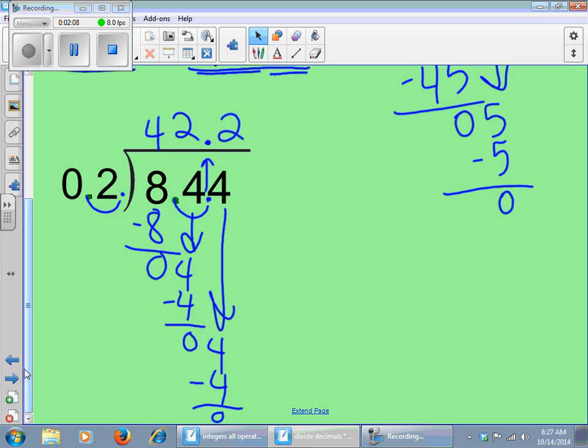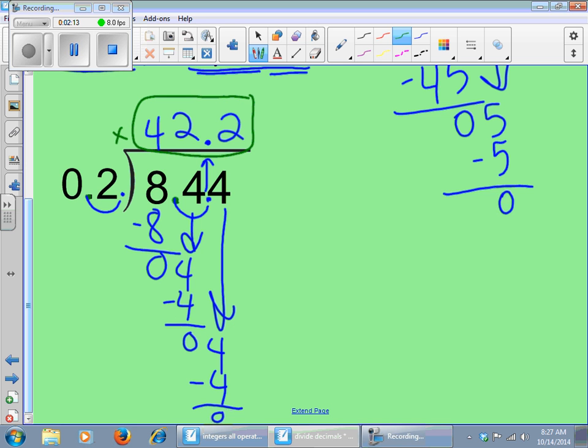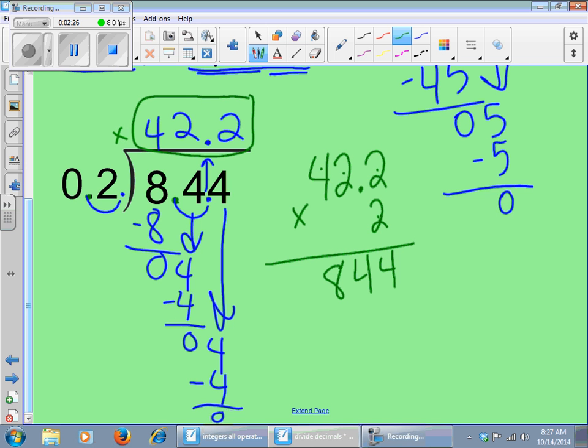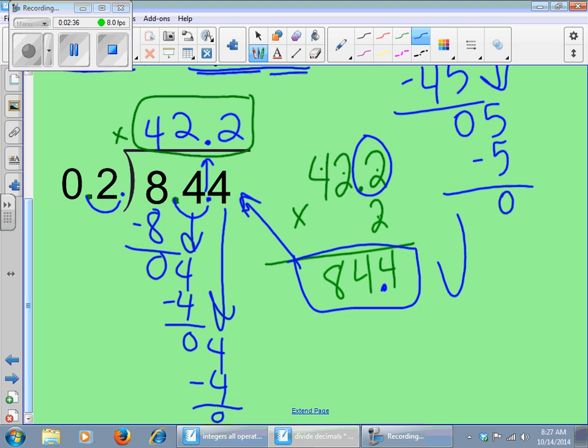If you want to make sure that you're right, you can take your answer and multiply it with the number outside the house. 42 and 2/10 times 2. Well, 2 times 2 is 4. 2 times 2 is 4, and 2 times 4 is 8. Now, since I have one number behind the decimal in the question, I'll place one number behind the decimal in the answer, and 84.4 is the same number that I divided by.